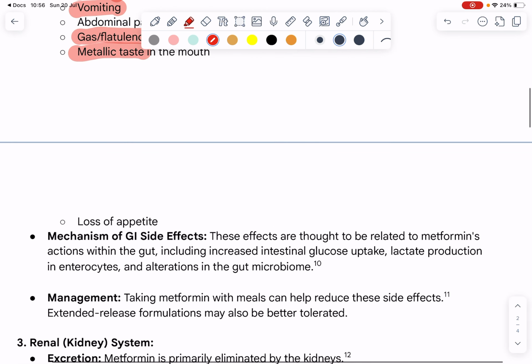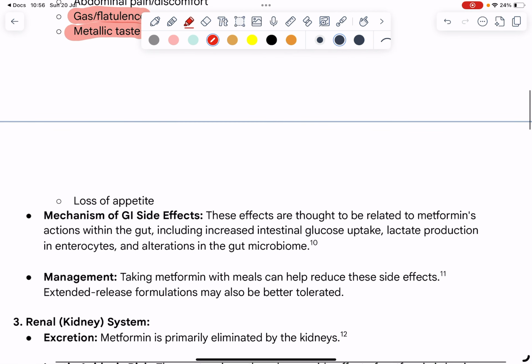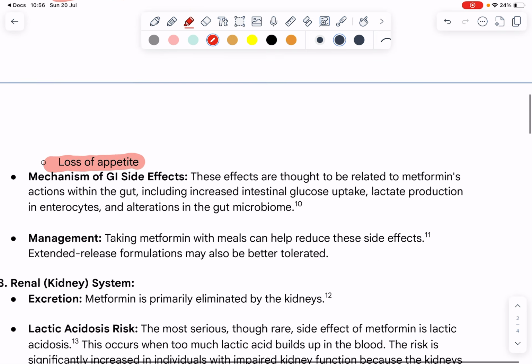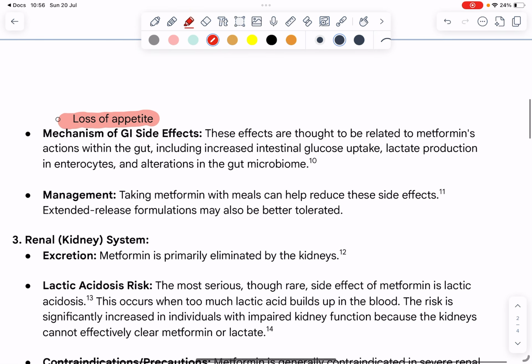And loss of appetite. The loss of appetite can be used as a beneficial effect in obese patients, where it can reduce the body weight as well. Basically, it acts on the gut, thereby it decreases the absorption of glucose, or glucose uptake is inhibited.